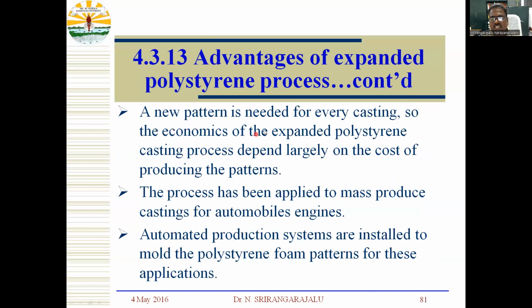A new pattern is needed for every casting. So the economics of the expandable polystyrene casting process depend largely on the cost of producing the patterns. The process has been applied to mass produce castings for automobile engines. Automated production systems are installed to mold the polystyrene foam patterns for these applications.